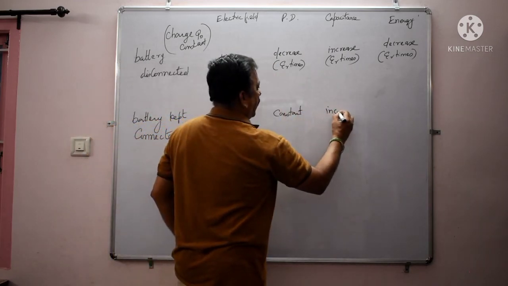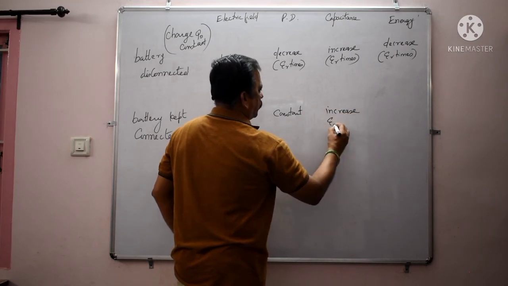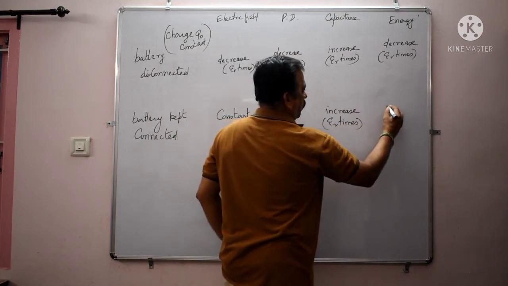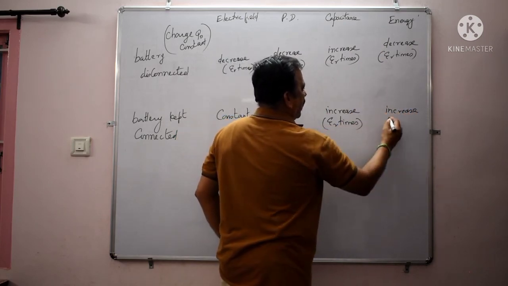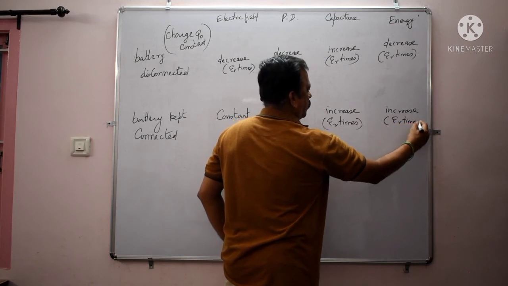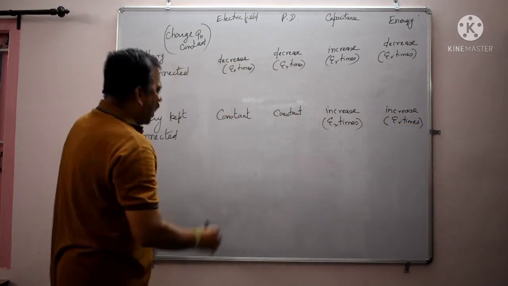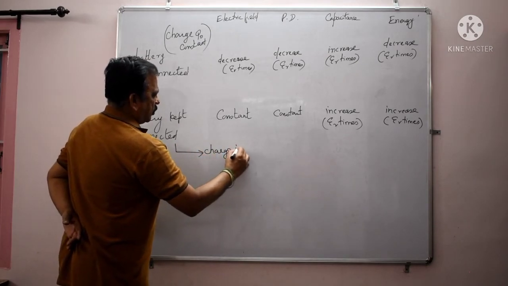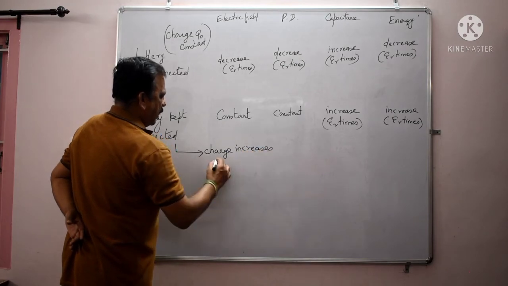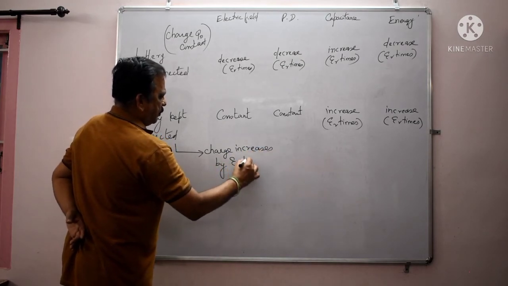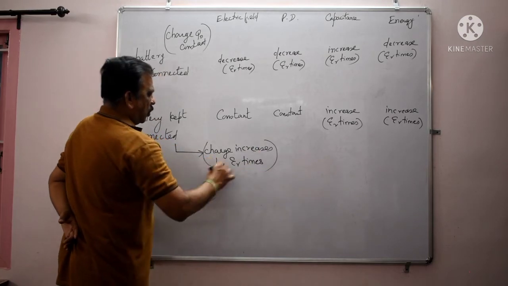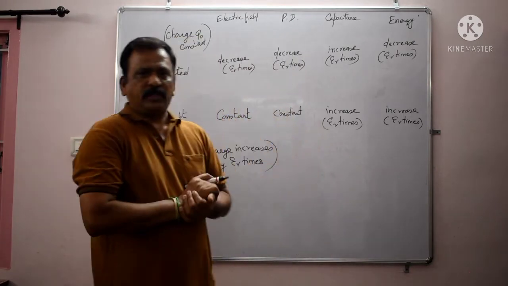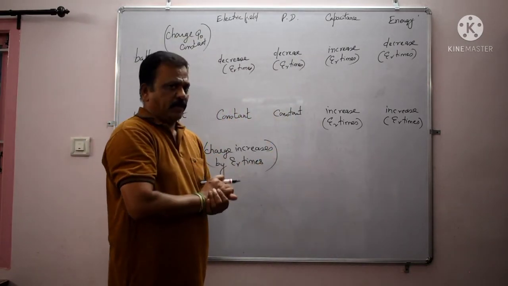Capacitance increases by epsilon r times. And the energy stored by the capacitor will also increase by epsilon r times. As well as the charge will also increase by epsilon r times. So charge increases by epsilon r times. So all these things you can observe when the battery is kept connected with the plates of the capacitor and then we introduce a dielectric material.